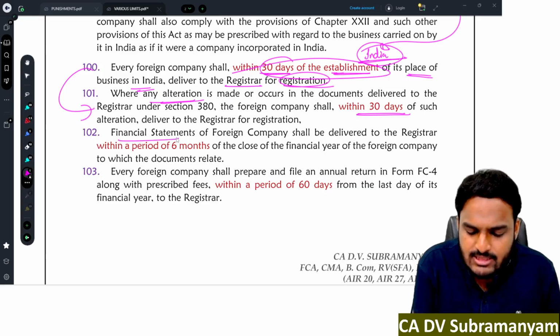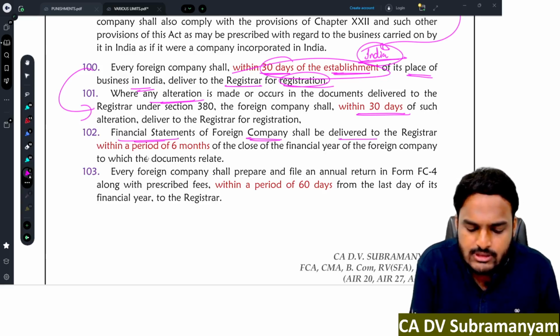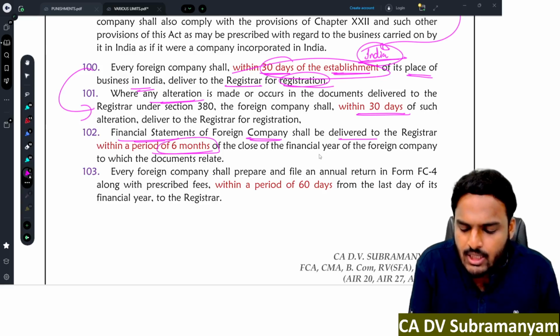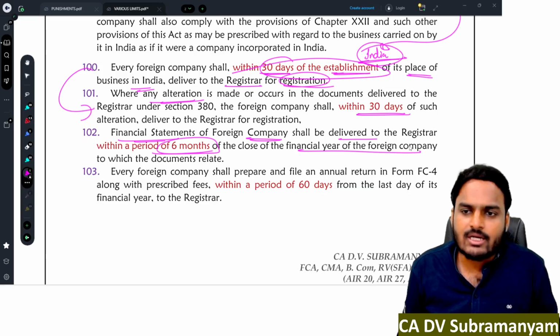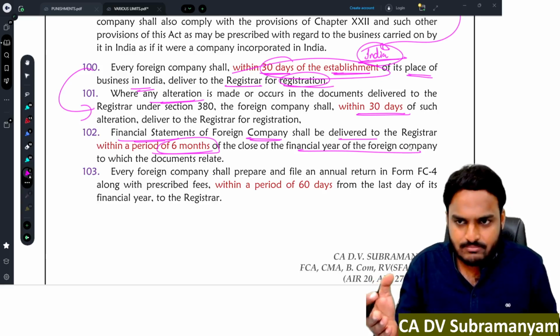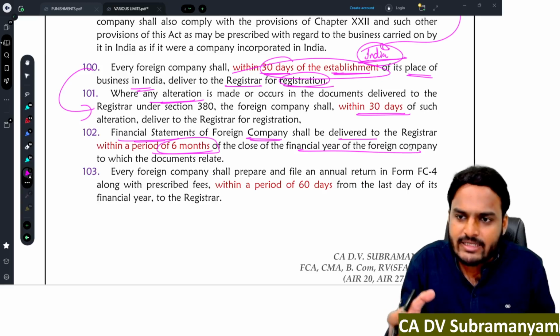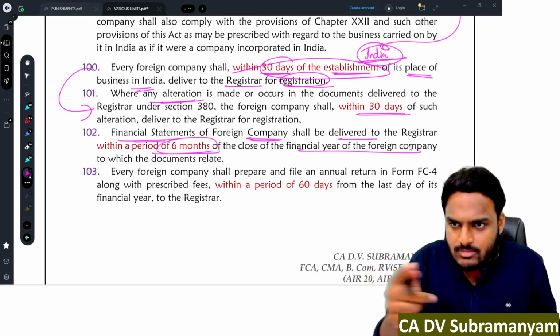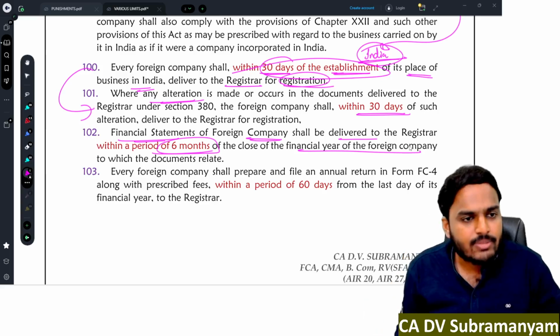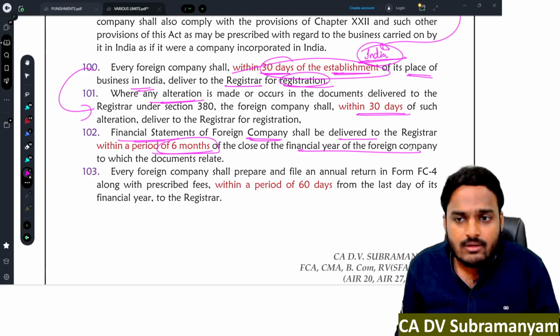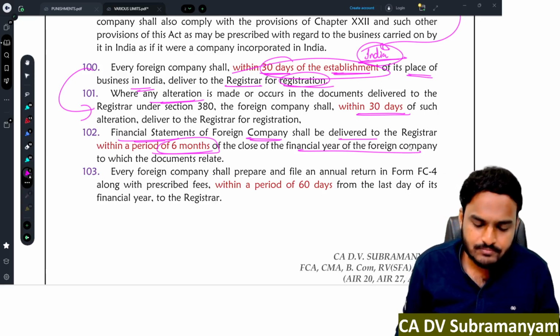Next one, financial statements of foreign companies shall be delivered to registrar within a period of 6 months of the closure of financial year of the foreign company. Generally, 30 days from AGM. Domestic companies, 30 days of conclusion of AGM, it is required to file financial statements with ROC. Whereas foreign companies, the time period is 6 months of the closure of financial year.